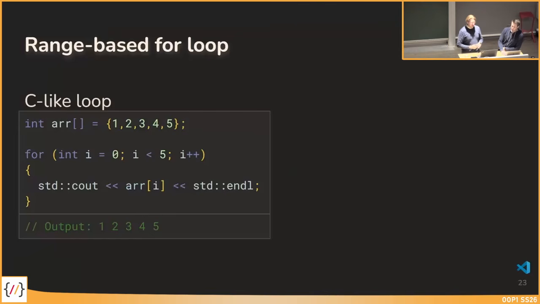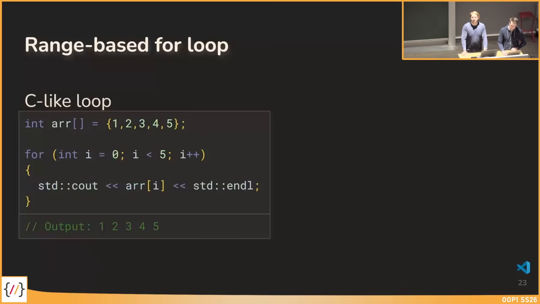And if we take a look at this C-like loop, for example, and we just want to print all the elements in an array, so in this case from 1 to 5, in C we would usually write int and then some variable 0. It should be smaller than the length of the array, in this case smaller than 5, and we just increment this counter variable. We print this variable using std::cout, std::endl, and that's what we would have done in C, for example.